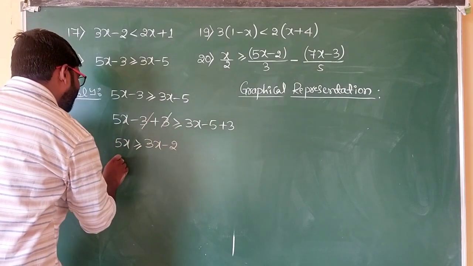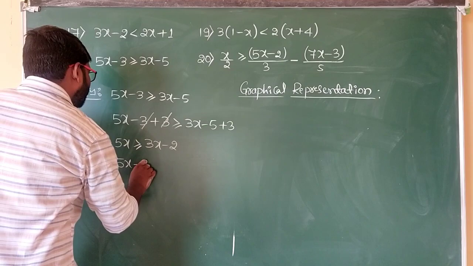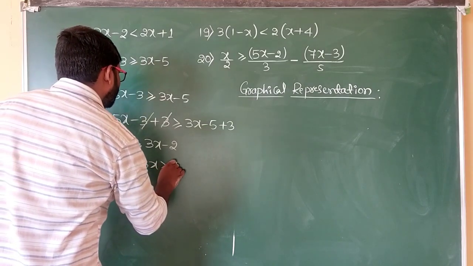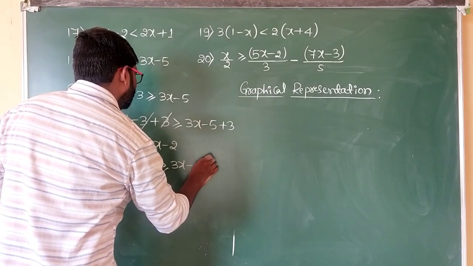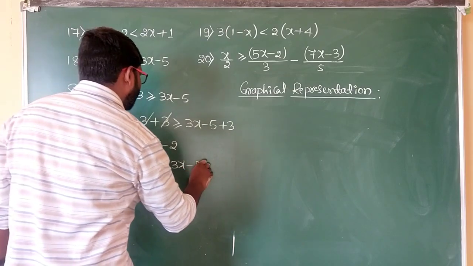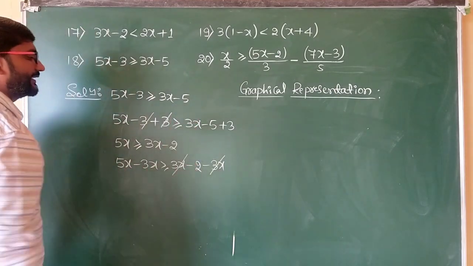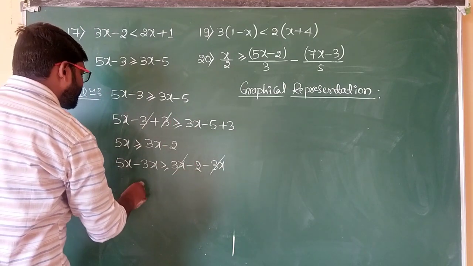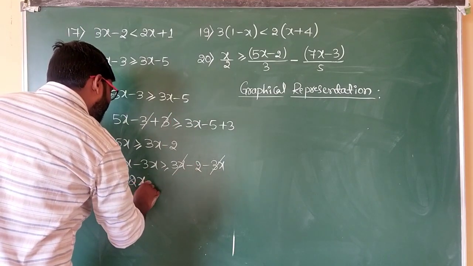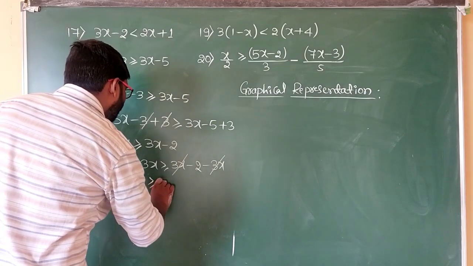Let us subtract by 3x. 5x minus 3x greater than or equal to 3x minus 2, 3x minus 2 minus 3x. I am subtracting by 3x. 3x and minus 3x get cancelled. 5x minus 3x is 2x. 2x greater than or equal to minus 2.